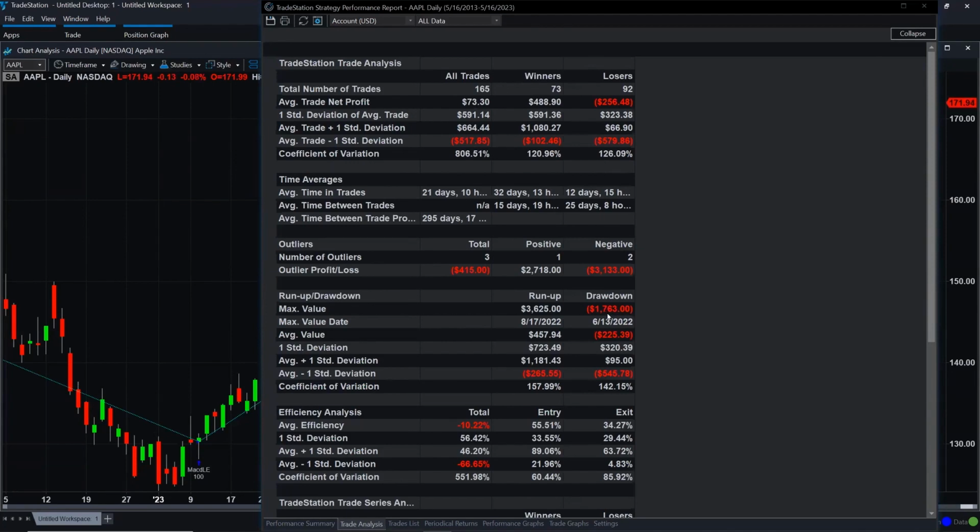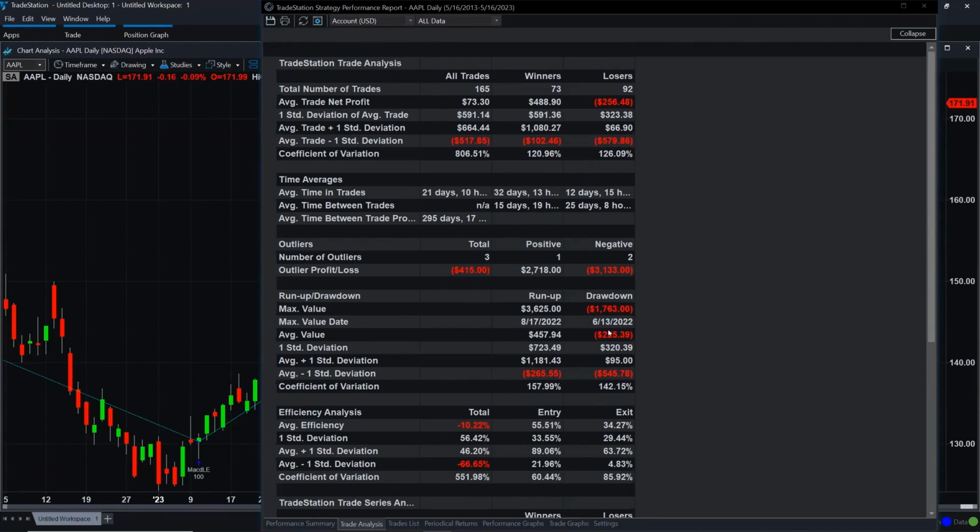But look at the risk here. At one moment, we risked $1,763 just to make an average of 73. So those are things that we need to pay attention to and decide whether this drawdown goes in line with what the strategy is doing for me. Now, the dates are important because it allows you to go back in history and find out, well, what happened to the strategy that made me have this drawdown and this run up.